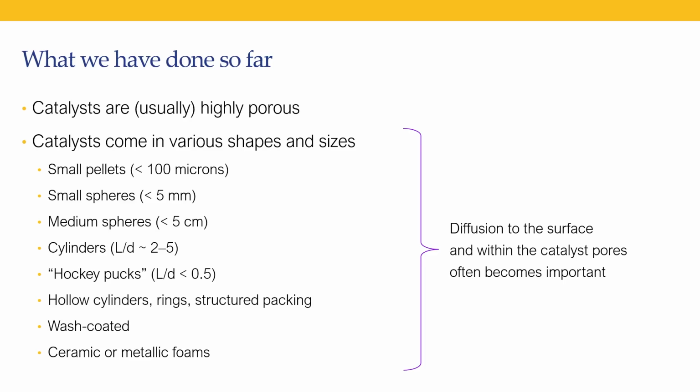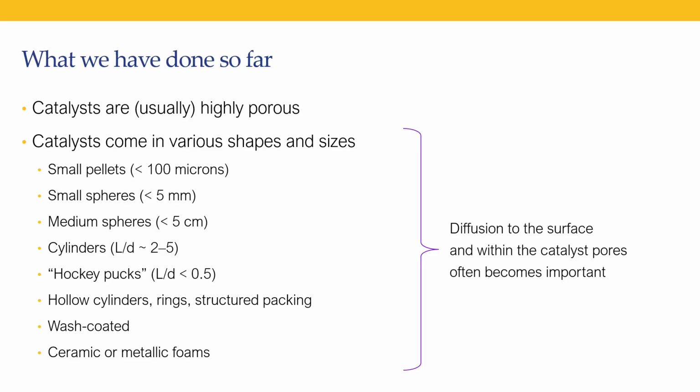They come in small spheres, which would be 1 to 2 mm, that range. Medium sized spheres, which would be say 5 centimeters or 50 mm in length, and those would be in large scale reactors. Okay. Cylindrical shape, hockey puck. I talked about hockey puck and said that hockey puck, depending on how the diffusion is taking place, might be treated either as a cylinder or as a slab.